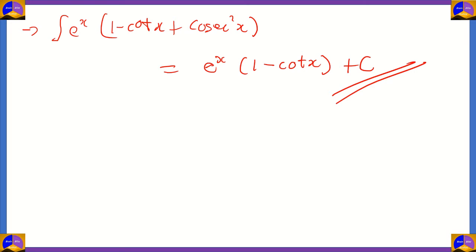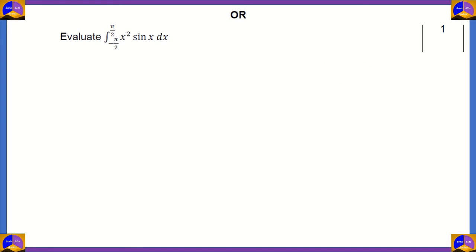Again, we have an OR question for question number 7, which is to evaluate the definite integral from minus pi by 2 to pi by 2 of x squared sine x dx. With respect to this integration, if you look at the limits closely, we have an equation similar to the integral of minus a to a f of x dx. The question here is similar to this situation.